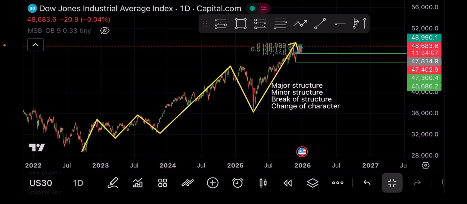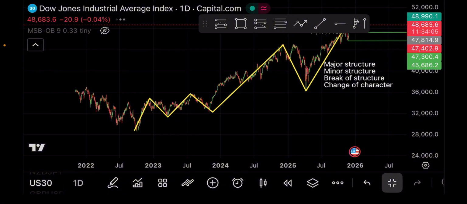So those are the main structures. Main structures are structures that are very clear. There is a clear impulse, then there is a clear reversal.